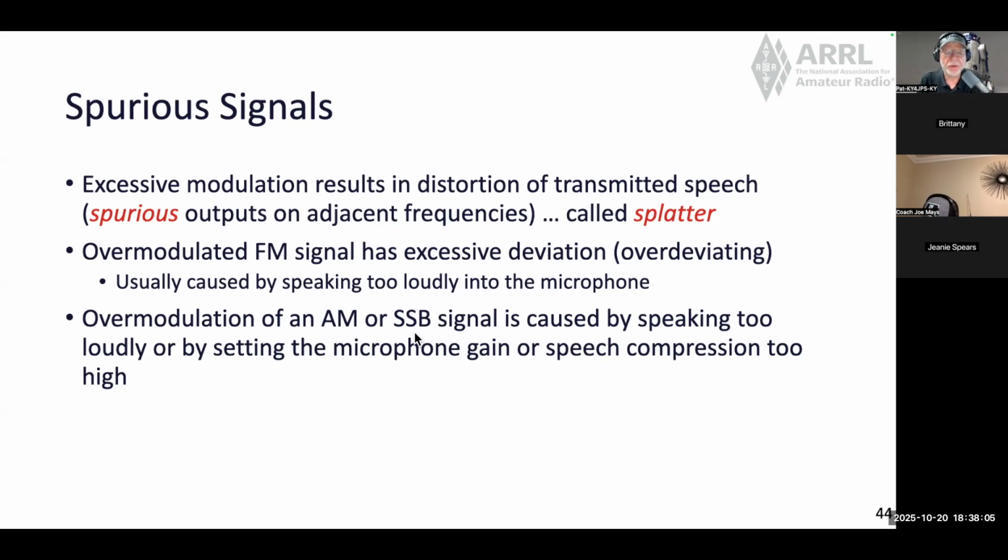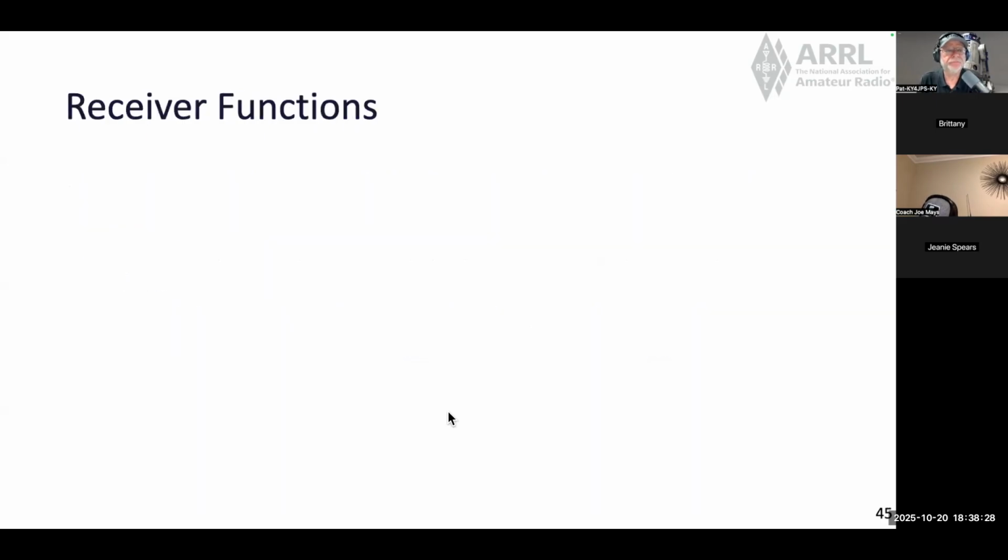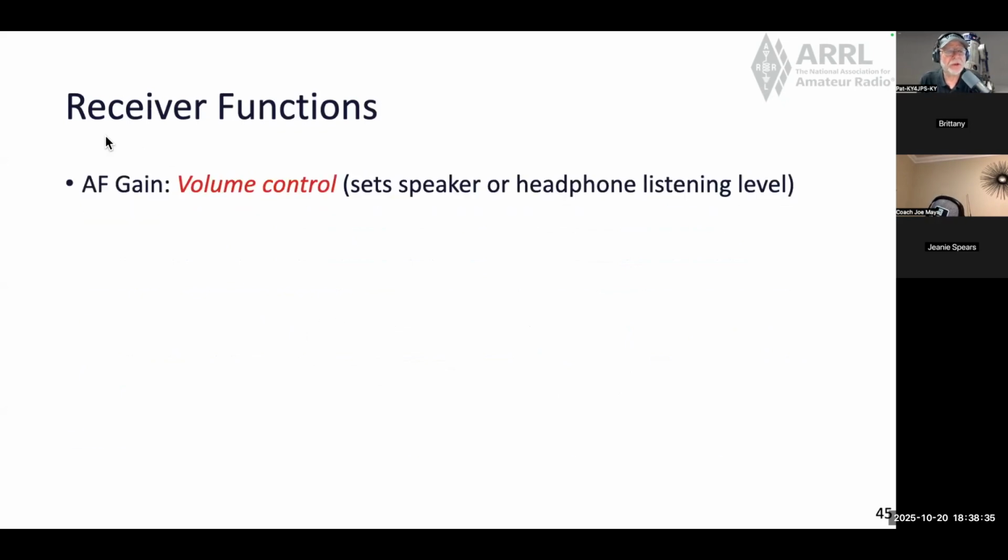Overmodulation of an AM or single sideband signal is caused by speaking too loudly or setting the microphone gain or speech compression too high. So, as we said on HF rigs, you can adjust that gain, and if you adjust it too high, it's going to pick it up. Or you're speaking too loudly, that's a cause for overmodulation. And believe me, the operators that hear you will let you know that. All right, so that's the transmitter side of the radio.